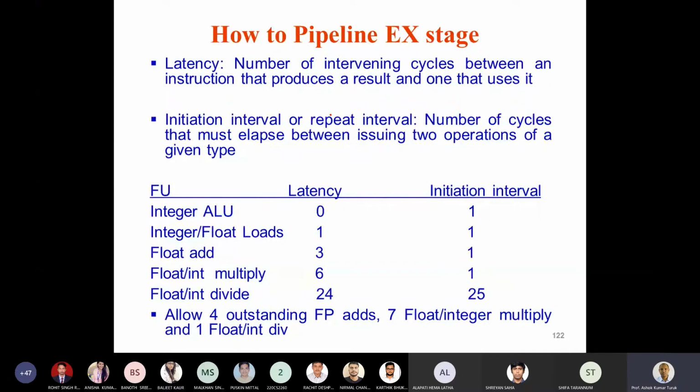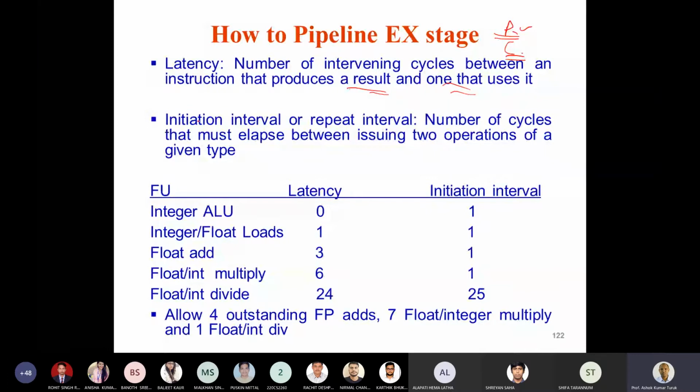Now, we'll define two terms. One is called the latency, the other is called the initiation interval. Latency is the number of intervening cycles between an instruction that produces a result and the one that uses it. It's like a producer and a consumer: one instruction produces the result, and the other consumes it. How many cycles will it take for the result to be available to the instruction that requires it?